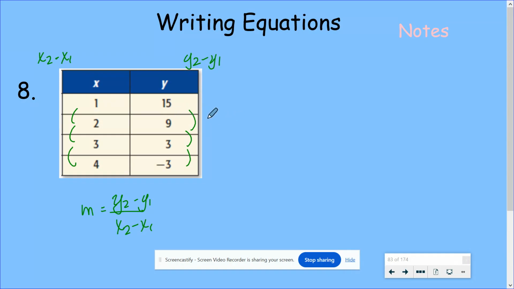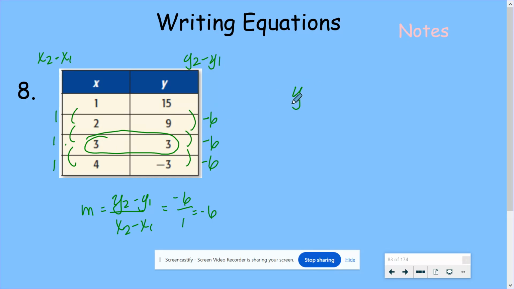So 9 minus 15 is -6, 3 minus 9 is -6, -3 minus 3 is -6, 2 minus 1 is 1, 3 minus 2 is 1, 4 minus 3 is 1. And if I take my difference of my y's and put it over the difference of the x's, I get negative 6 each time. So I know it's linear. So I know my m, and I can use any point I want. So I'm going to choose this one. Some of you might know why I'm choosing that point, because they're both the same.